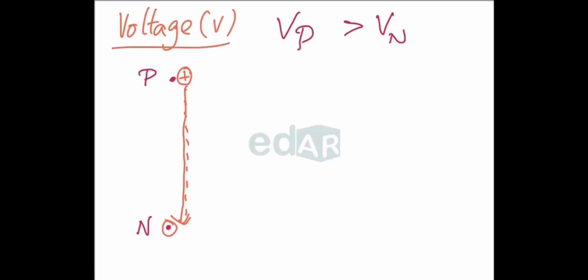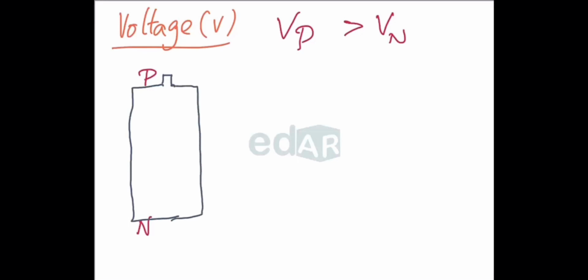But what happens is this: if I placed a battery in this region, so instead of this empty space, I am going to place a battery. And now the battery's positive terminal, which is what we are calling P, is at a higher potential than the negative terminal. So expectedly, if I put a charge here, it should be able to go down, but it can't.